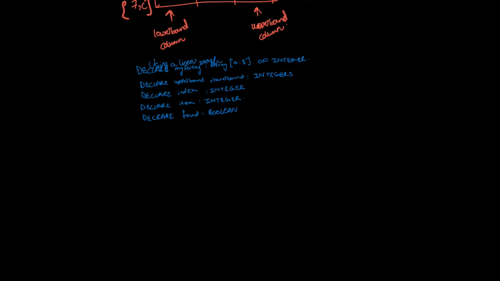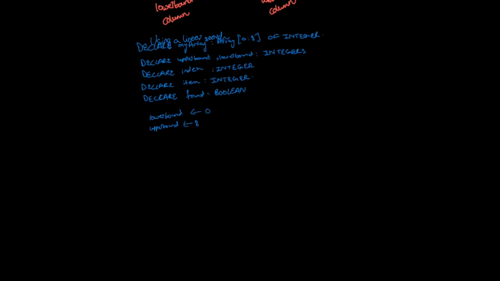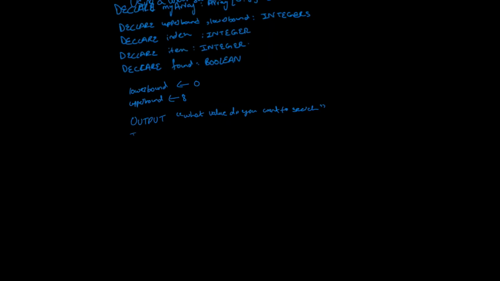So I declared the array with a lower bound of 0 and an upper bound of 8. So I'm going to assign those values. Lower bound is going to be 0 and upper bound is going to be 8, right? Apart from that, I have to first ask the user what value they want to search. So we're going to output "What value do you want to search?", then we're going to take input and write item here, since that is the variable that we decided upon.